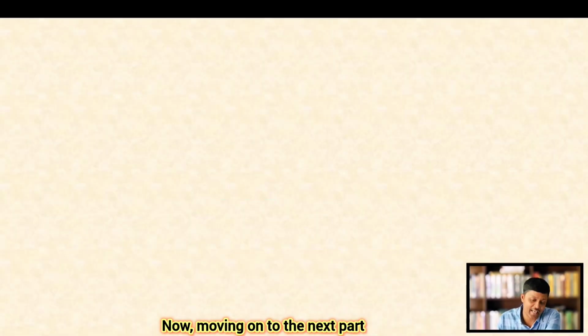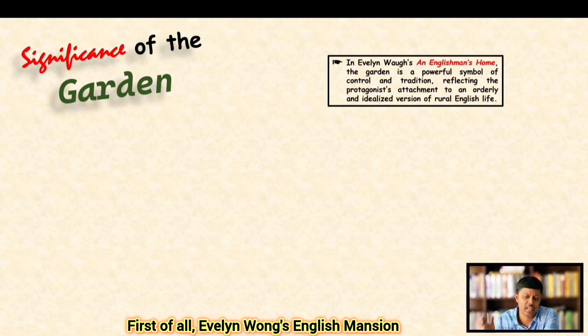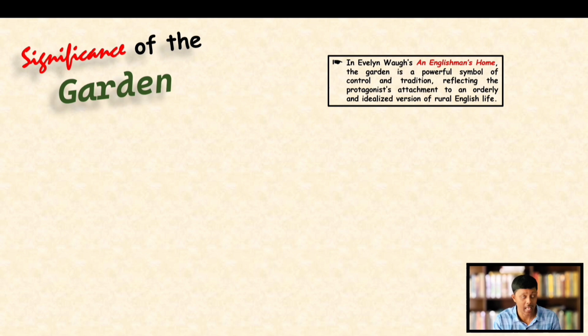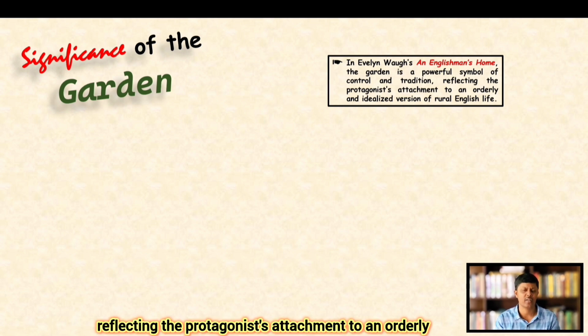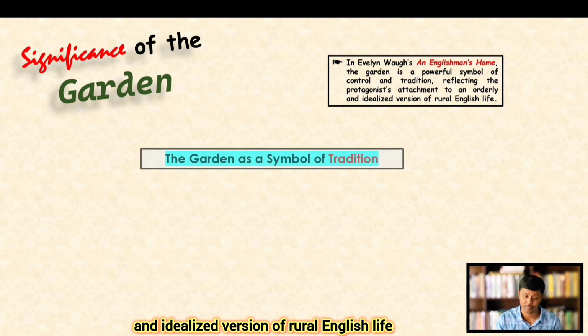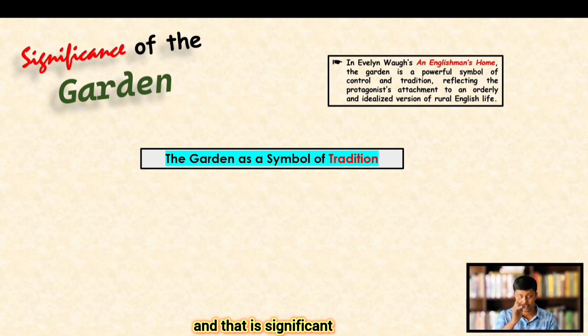Now, moving on to the next part, and that is the significance of the garden. Garden is significant in many ways. First of all, Evelyn Waugh's Englishman of the garden is a powerful symbol of control and tradition, as I have already said, reflecting the protagonist's attachment to an orderly and idealized version of rural English life. However, the garden as a symbol of tradition: every house has to have a garden, and that is significant. Why? Because in the text there are references.